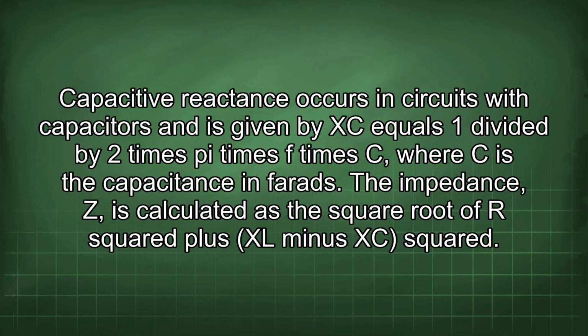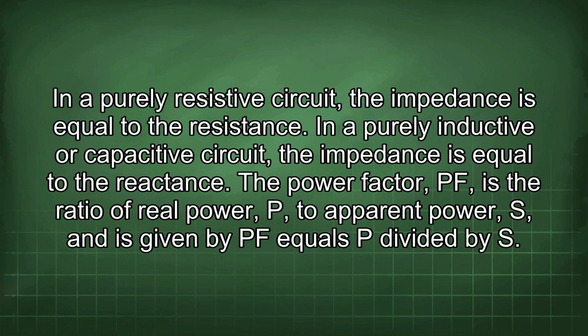The impedance, Z, is calculated as the square root of R squared plus (XL minus XC) squared. In a purely resistive circuit, the impedance is equal to the resistance. In a purely inductive or capacitive circuit, the impedance is equal to the reactance.